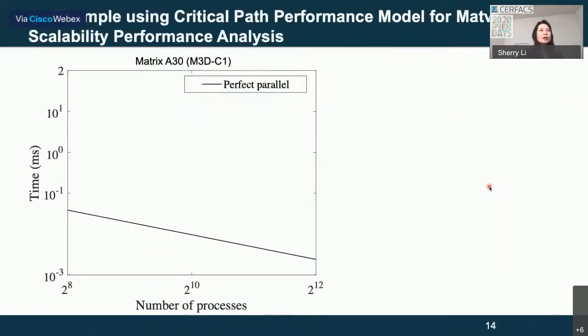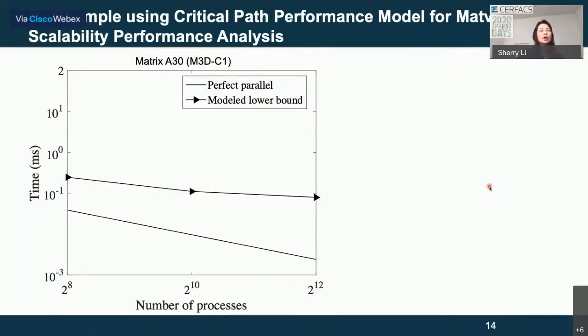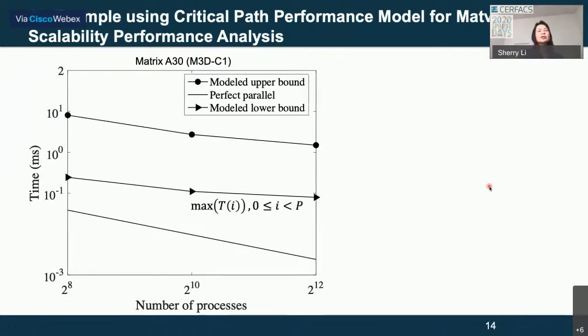So then we got the performance plot here. The picture right now shows a perfect parallel, if everything is perfect, no communication, load balanced. And then we have a lower bound, which means that we don't worry about communication yet, but just look at the heaviest loaded process. That's how much time you need to take. And then the upper bound is based on the critical path length and looking at all the local data movement, adding them together along the critical path.